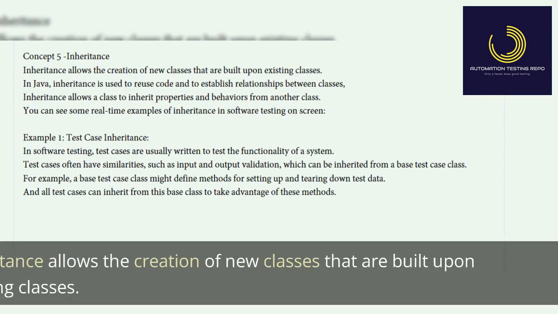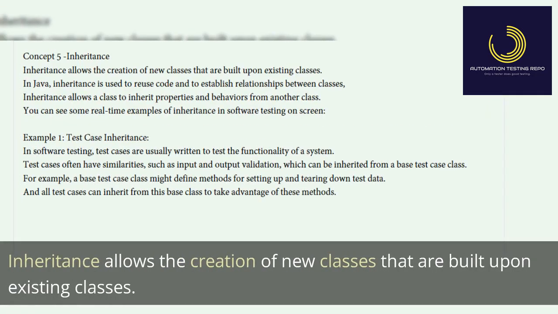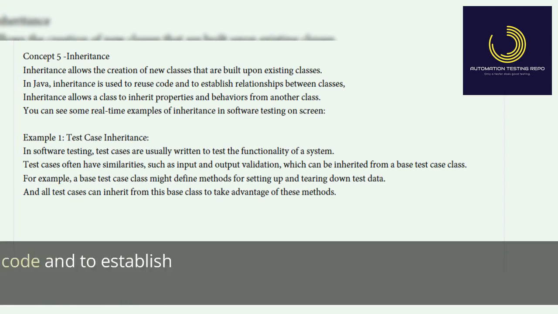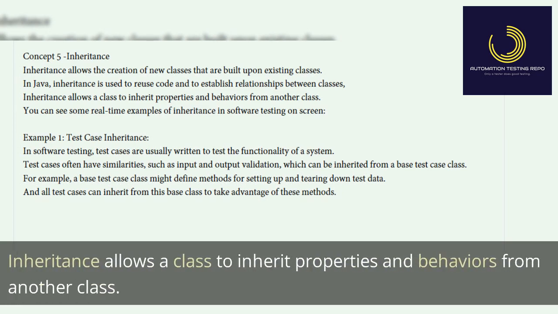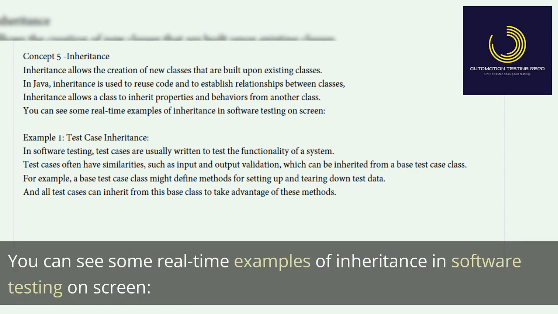Concept 5. Inheritance. Inheritance allows the creation of new classes that are built upon existing classes. In Java, inheritance is used to reuse code and to establish relationships between classes. Inheritance allows a class to inherit properties and behaviors from another class. You can see some real-time examples of inheritance in software testing on screen.